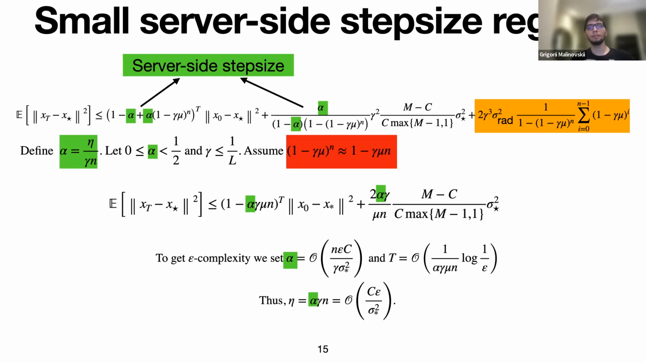So in some sense, we have a really tiny global server-side step size, which means we can control the variance of partial participation by using this relaxation. And this could be beneficial if the second term is dominating in this bound. Any questions?